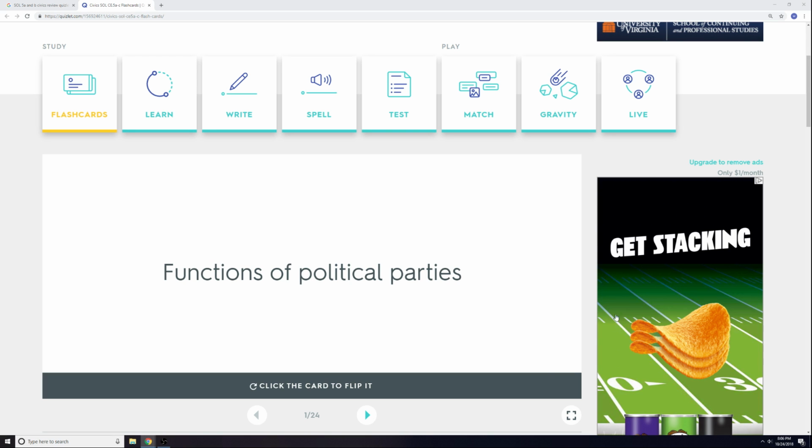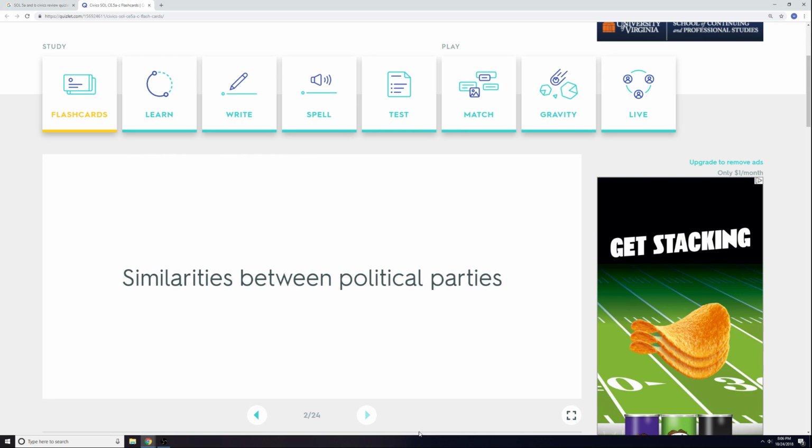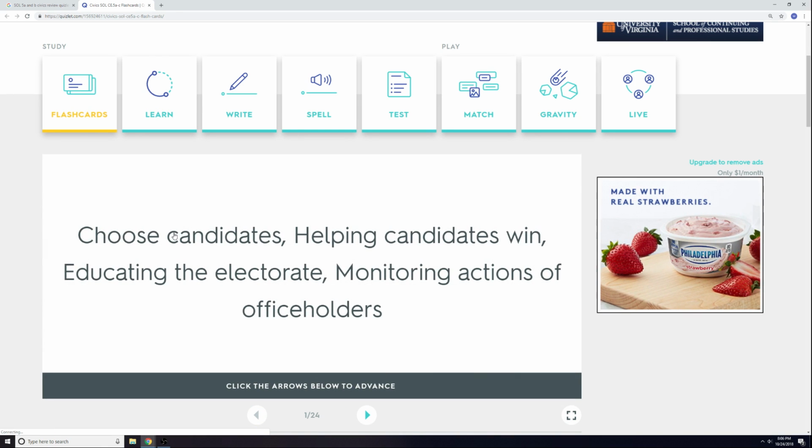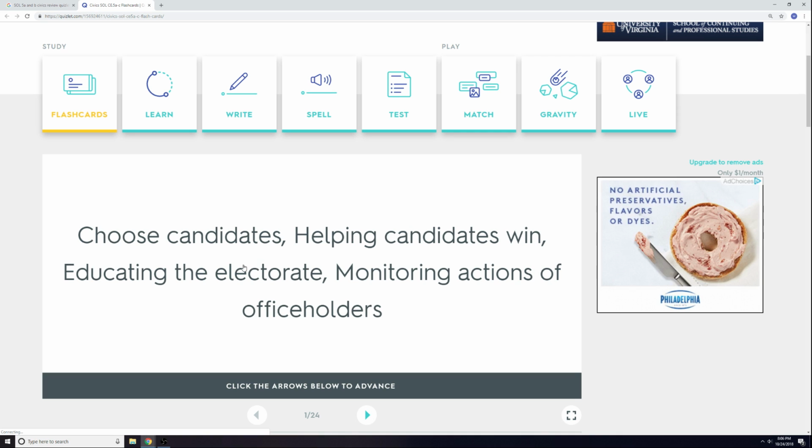Anyways, so functions of political parties, okay? Functions of political parties. They gotta recruit and nominate candidates or choose them. They're trying to help them win. They're educating the electorate about them. When they say educating the electorate, it's just a big fancy way of saying us, the voters, the people who are electing them. What are they educating them about?